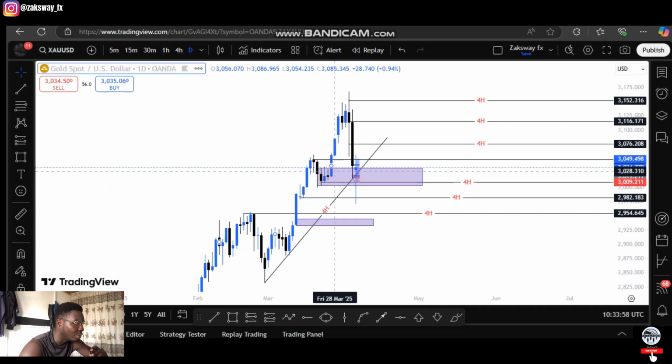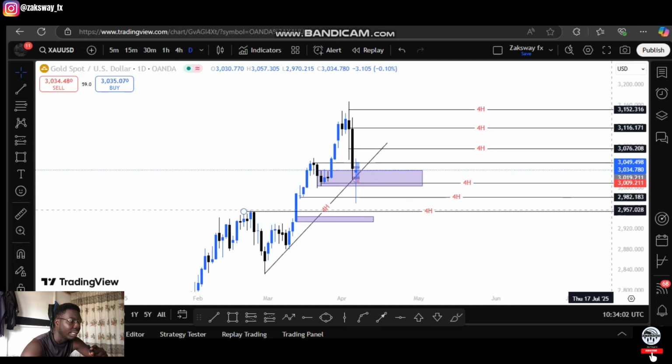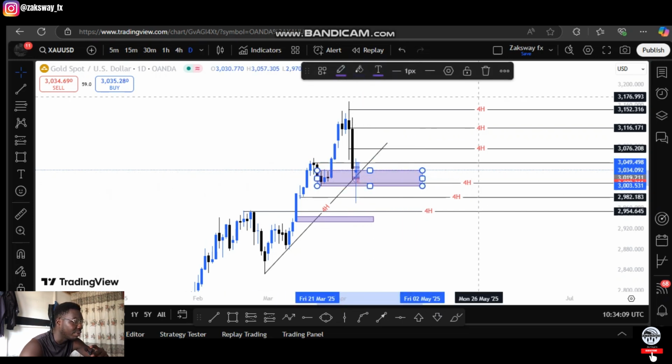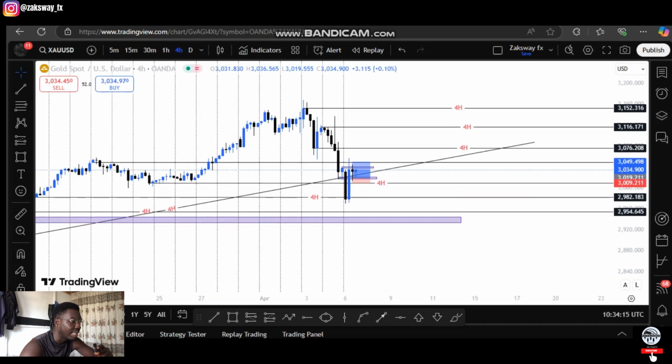This looks like a drop base rally demand zone. So I spotted this, and then I knew that at this zone I'll be looking for buys only. So I moved to my 4H time frame. I have to take out this zone because it's too big. I just needed a reaction in that zone, and then I got it.